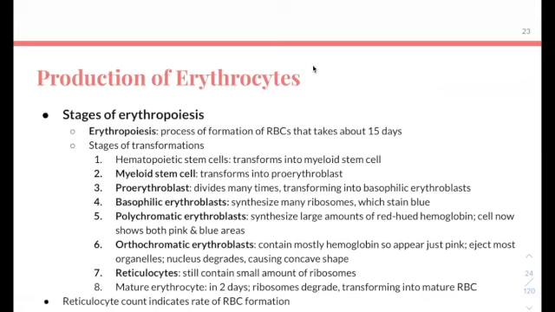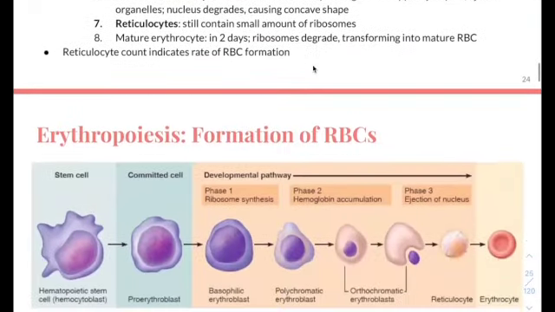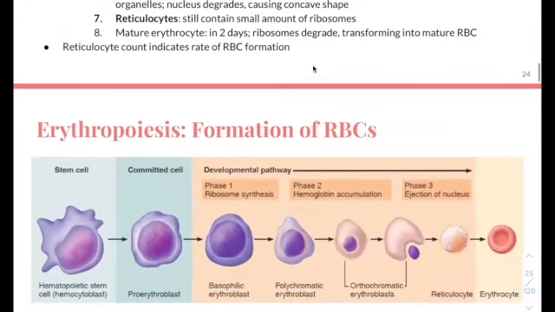You do not need to know this whole process. I just wanted to let you know this is the pictorial version of how we start with a stem cell. We go to that proerythroblast, basophilic erythroblast. You can see by phase 3 that a nucleus is being ejected out. Everything else is the cells finishing maturing. And what we end up with is the erythrocyte at the end.